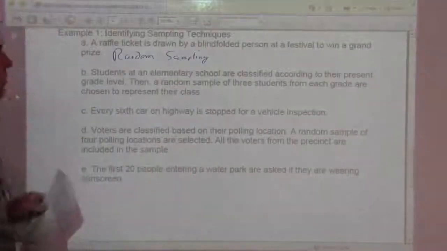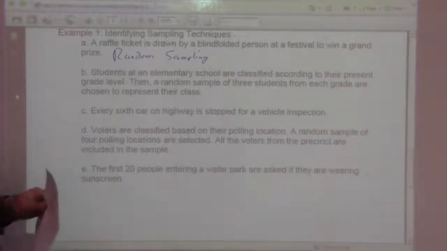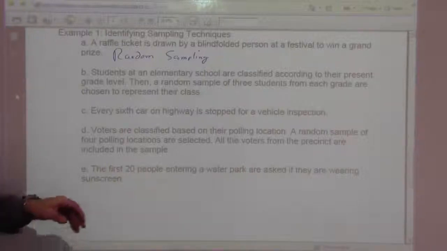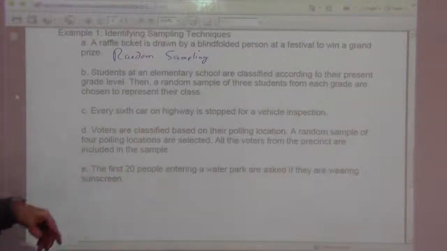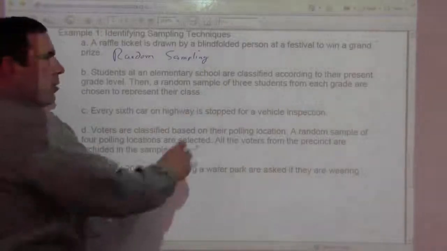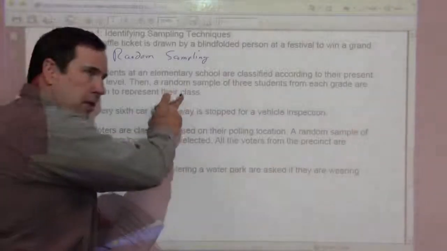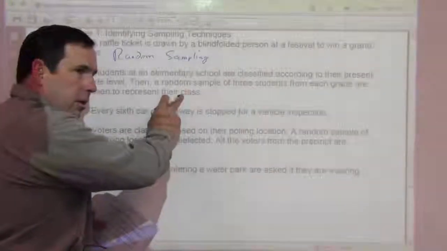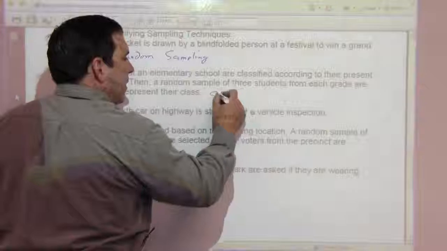Okay, next one. Students at an elementary school are classified according to their present grade level. Then a random sample of 3 students from each grade are chosen to represent their class. So, what's your guess? Say it. Okay. The answer is stratified sampling.